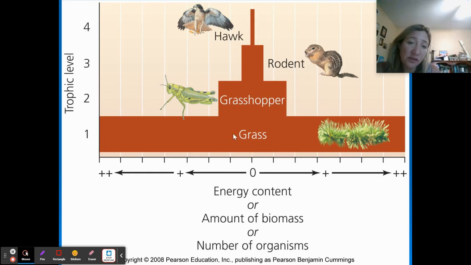So again, our first trophic level, these are your producers, then primary consumers, etc. In this model here, where you see the grass taking up the large chunk at the bottom, it could be energy content, biomass, or number of organisms. Typically, you're going to see a lot more grass organisms, if you think of each grass piece, than you would see grasshoppers, etc.